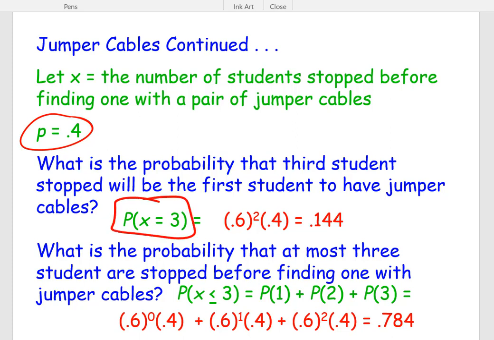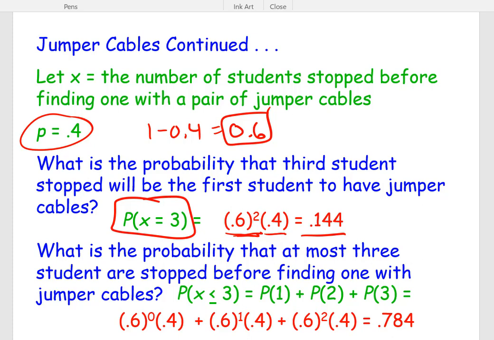So the probability that x equals exactly 3. Well, 1 minus 0.4 is 0.6. That's the probability that they will not have jumper cables. So 0.6 to the power of 2 is saying the first two don't have jumper cables. This 0.4 here then is the probability of success for the third one, giving us a probability of 0.144 that the third student will be the first one that has jumper cables.